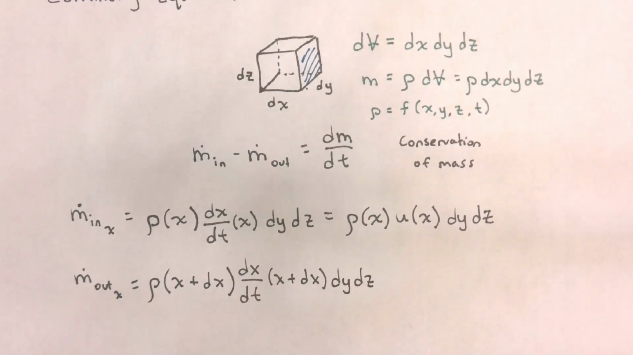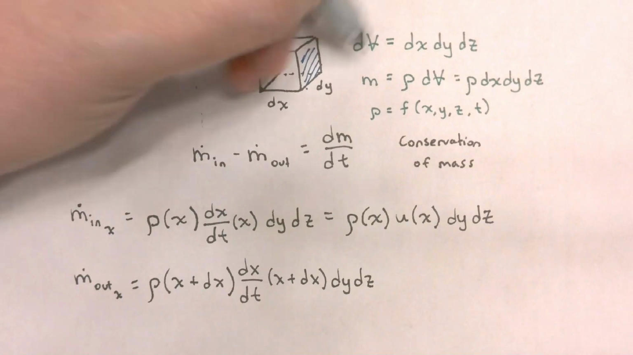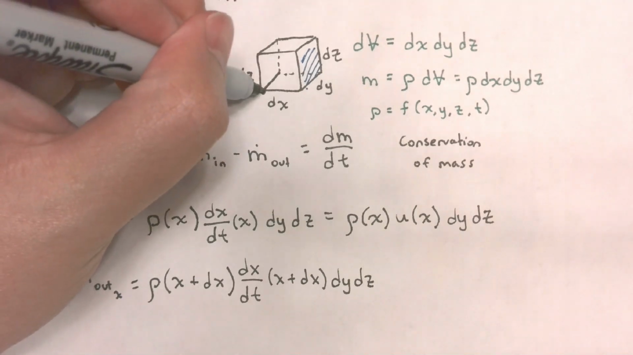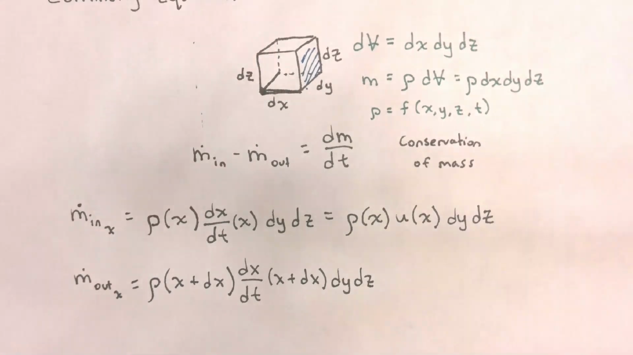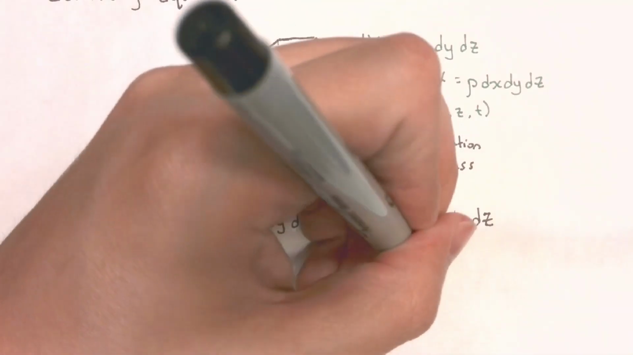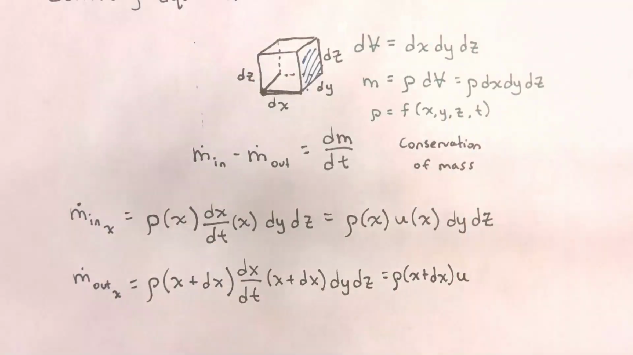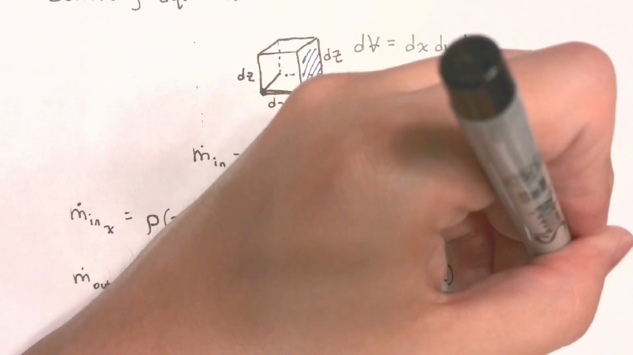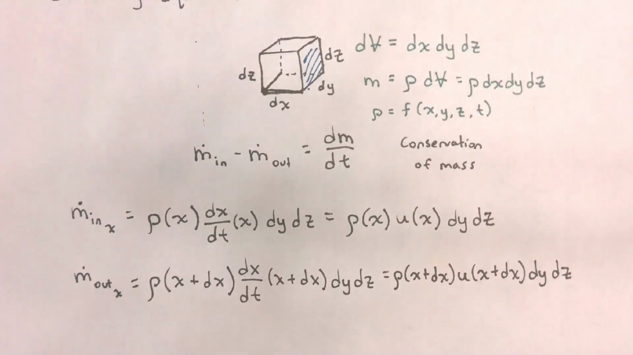Let's look at this equation closely. Notice that dy times dz simply corresponds to the area of the control surface. And also notice that my point x plus dx simply refers to a starting point x plus the displacement in the x direction, which we already called dx. Let's rewrite this expression so it looks similar to the one above. We have the density at x plus dx multiplied by the x component of the velocity at x plus dx multiplied by the area of the control surface, which is dy and dz.